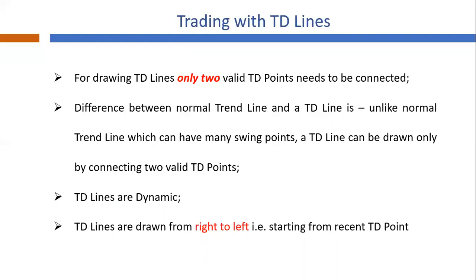This statement will be clear when we look at the chart. The last and the most important point: TD lines are drawn from right to left. Now this may seem unconventional, but the logic behind this is to identify the latest TD point and draw a line towards the left to the most recent TD point in the past. Mr. DeMark highlighted that weightage should be given to the most recent price action, and therefore the starting point of a TD line is always from the right hand side.